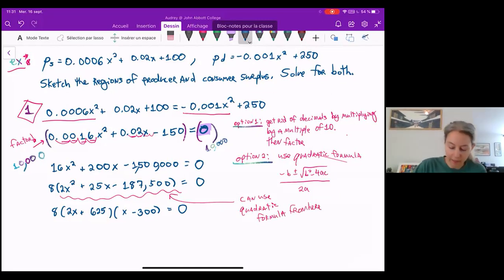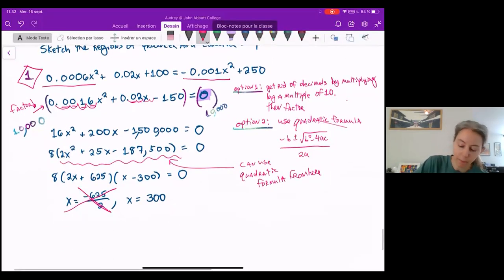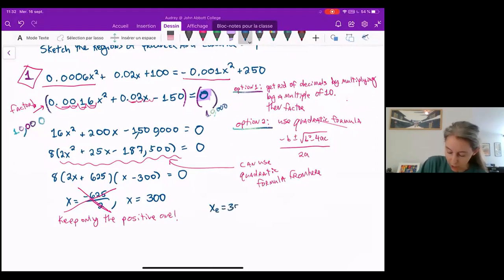So you might notice that this is going to give me two values. This gives me x is equal to negative 625 over 2, and x is equal to 300. Which one do I take? Well, we know that this x is representing a number of units. It's my equilibrium number of units. Clearly, a number of units can't be negative. So negative 625 over 2 does not make sense in the context of the problem. We want to keep the positive one. So I can say then that x sub e is equal to 300.